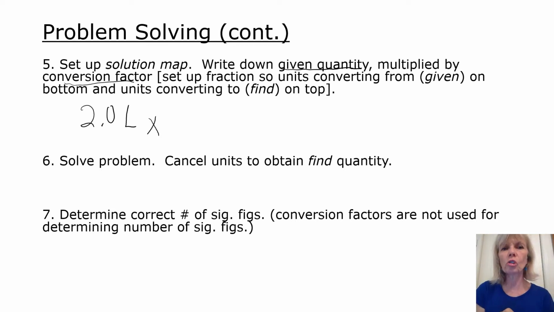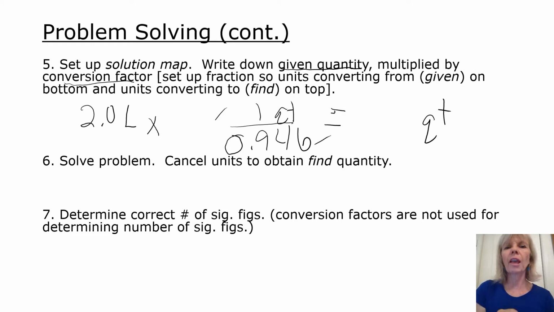And we had 2 to choose from on the previous page. We are going to pick the one where our units will cancel. So we have liters here. We're multiplying it by a fraction, so our fraction must have the liters on the bottom. So the one we want to pick is the one with the liters at the bottom, which was 0.946 liters, is equivalent to 1 quart at the top. And that's going to give me my answer in quarts because my liters will end up canceling each other. And that's what I want to find out. So this part is sort of key, knowing how to set up a conversion factor so your units will cancel.